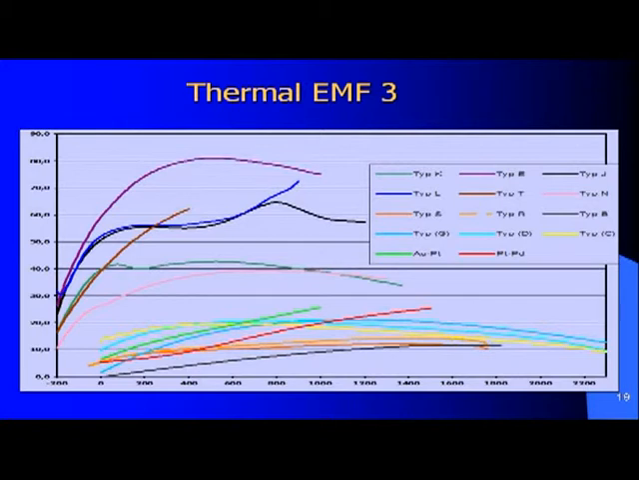The advantage is they have a higher using temperature. The disadvantage is they have a low thermal output. The low microvolt per degree centigrade. Sorry, this is microvolts per degree centigrade, or microvolts per Kelvin. Yes?